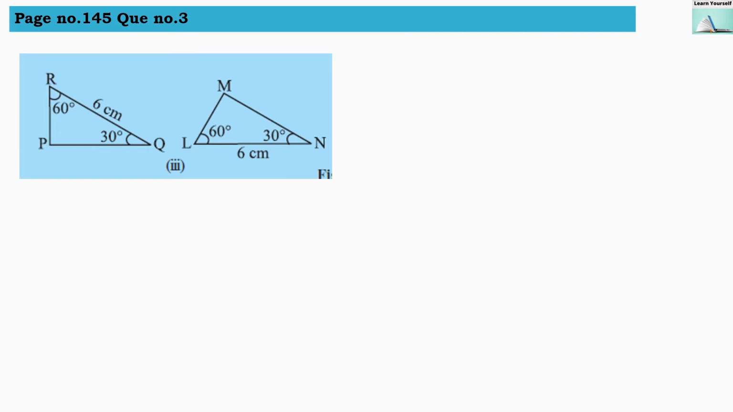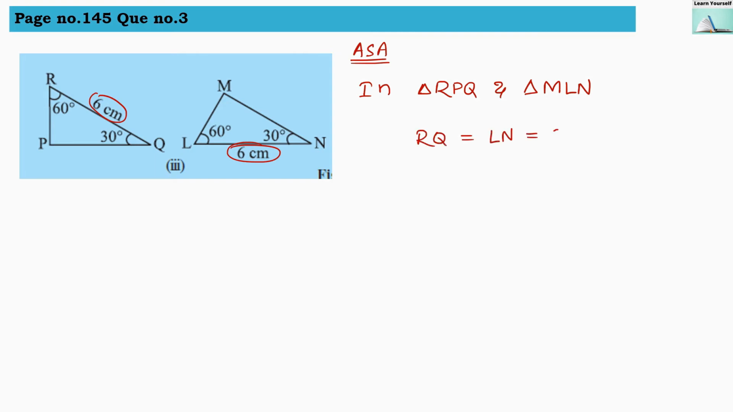Third numerical: in these two triangles we have to see whether the angle side angle criteria is working or not, and whether these two triangles are congruent with each other or not. So in triangle RPQ and triangle MLN, RQ is equal to LN, and they both are equal to 6 cm. Now let us check the angles.